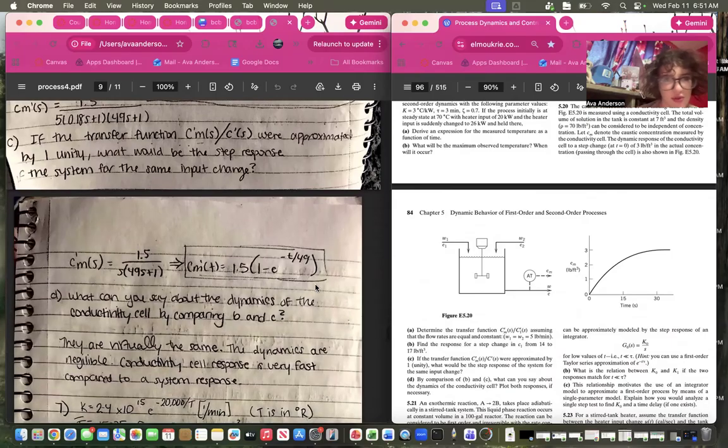In part C, if the transfer function was approximated by unity, this one will be the step change.